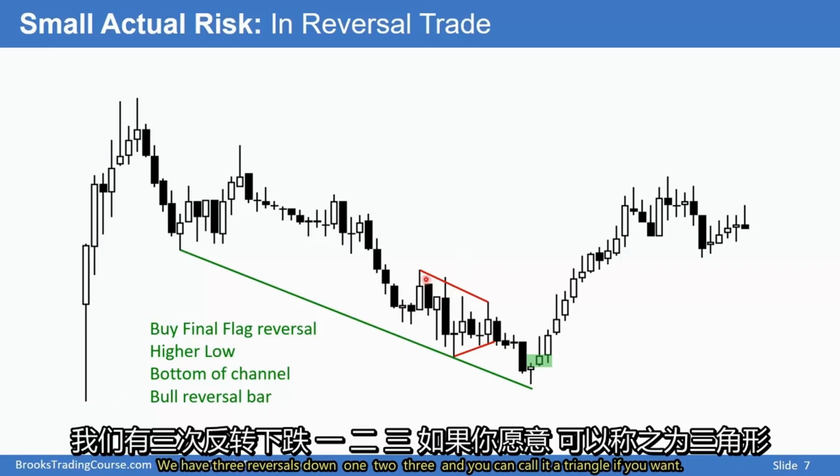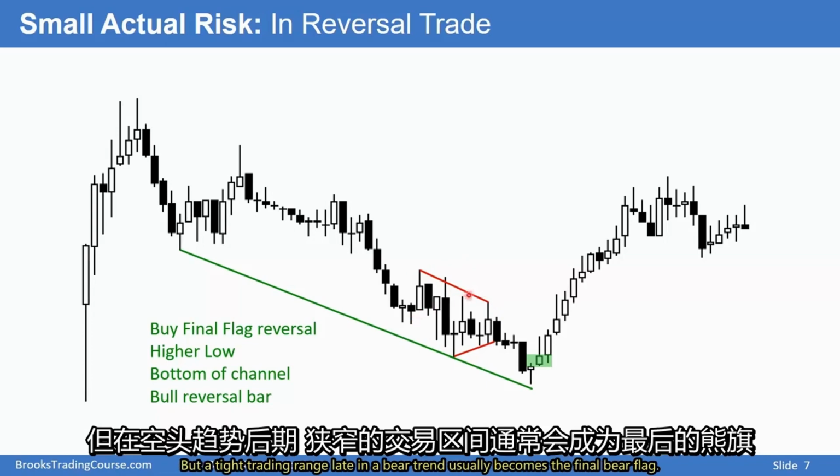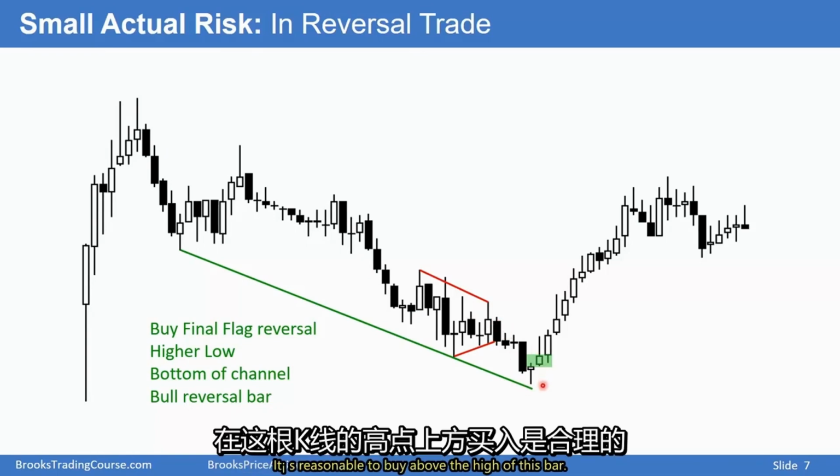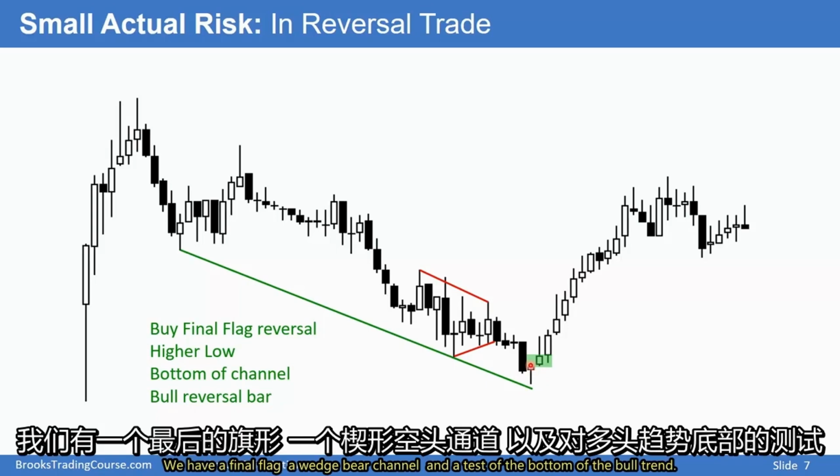We had 3 reversals down, 1, 2, 3, and you can call it a triangle if you want, but a tight trading range late in a bear trend usually becomes the final bear flag. The breakout usually does not go far and you get a reversal. It's reasonable to buy above the high of this bar. We have a final flag, a wedge bear channel, and a test of the bottom of the bull trend.